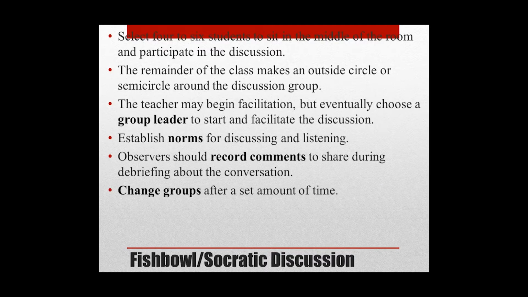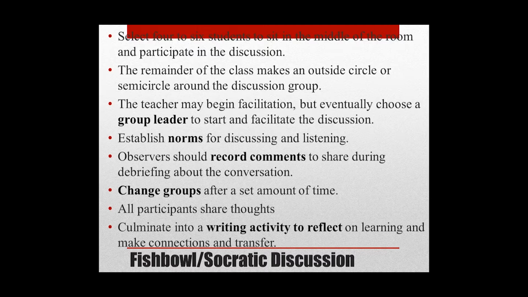You want to change groups after a set amount of time, say, 10 to 12 minutes. All participants should share their thoughts, and it will culminate in a writing activity to reflect on learning and make connections and transfer.